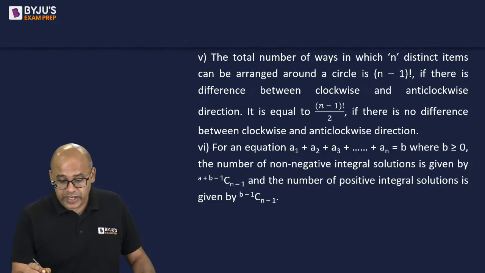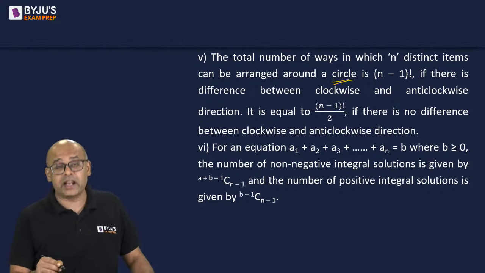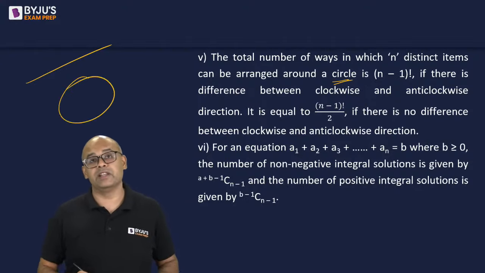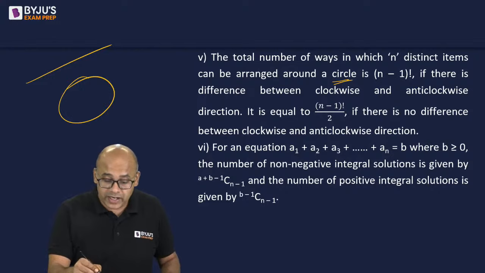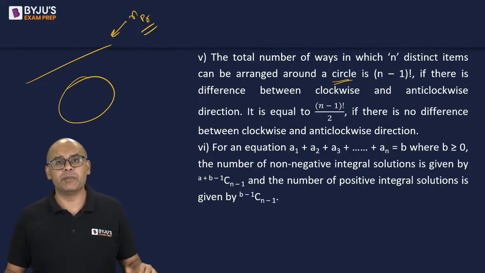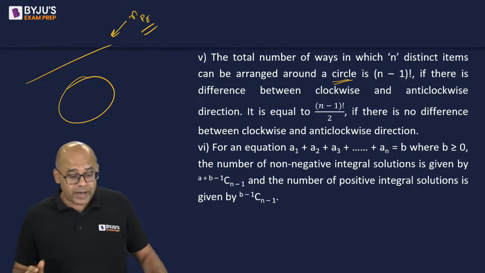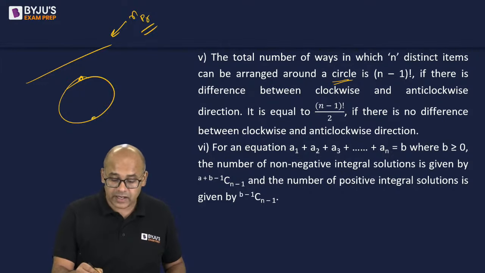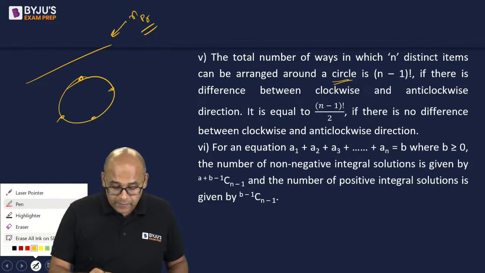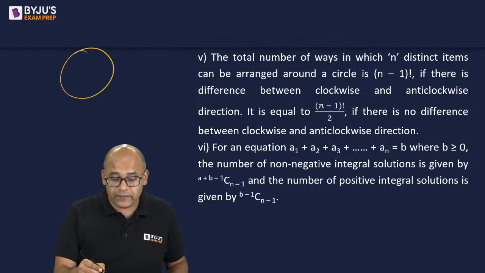Then of course we have something called circular arrangement. Now please remember, linear arrangement is different from circular arrangement. In linear arrangement we use the nPr concept, arranging people into places. But circular arrangement is a specific case where there is no left and there is no right.